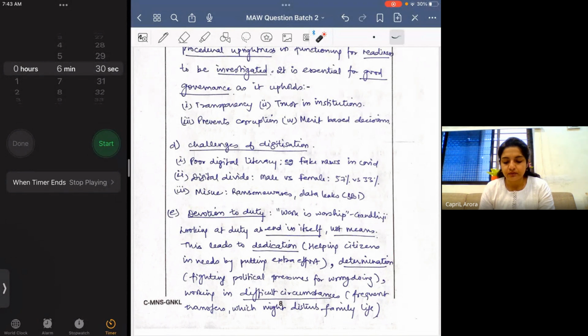Devotion to duty. Work is worship, Gandhiji said. Looking at duty as an end in itself, not a means. This leads to dedication, helping citizens in need by putting in extra effort, determination, fighting political pressure of wrongdoing, working in difficult circumstances, frequent transfers which might disrupt family life. Right? What are the outcomes of devotion to duty and what are some of the examples along with it?